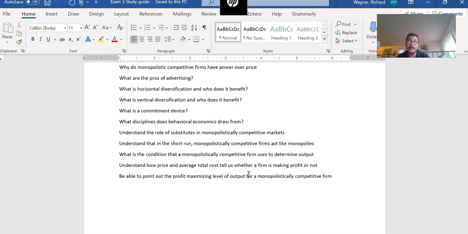How price and average total cost tell us whether a firm is making a profit or not. I really harped on this one. Remember, it's just those three scenarios. If the price is higher than the cost per unit, they make a profit. If the price is below the cost per unit, they make a loss. And if the price is equal to the cost per unit, they break even. That's what you need to know. And you have to be able to look at a graph of that and say, do I see them making profits, making a loss, or breaking even?